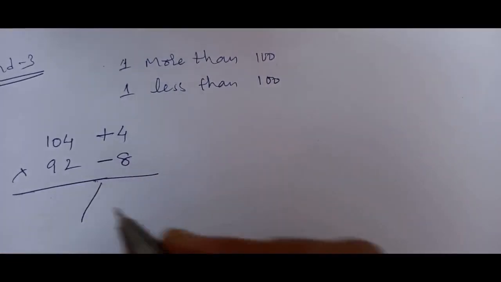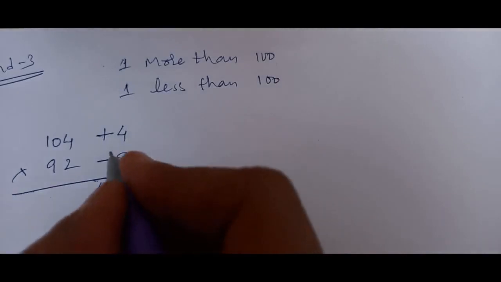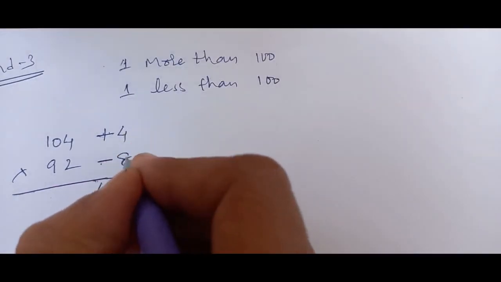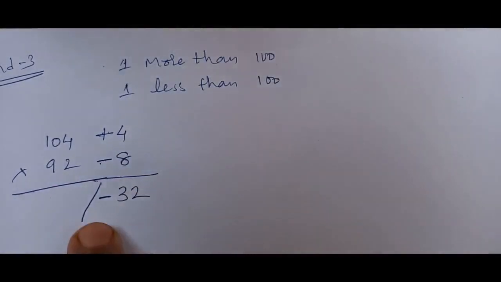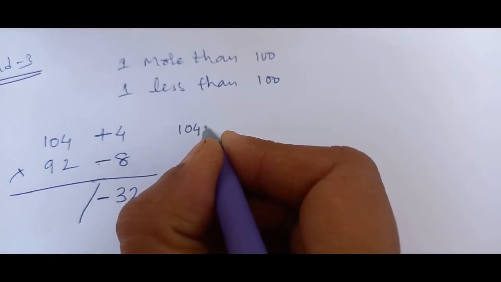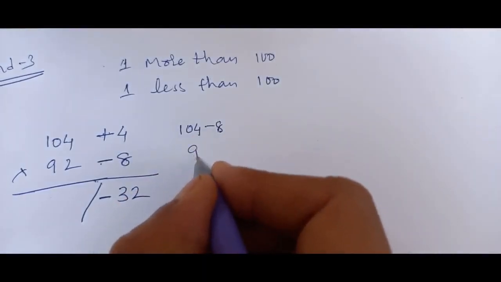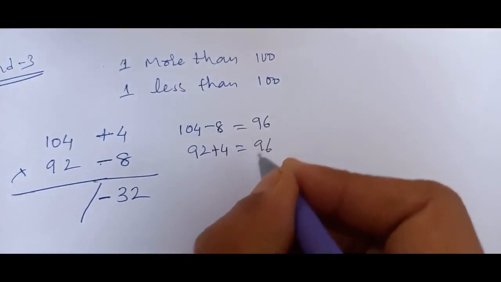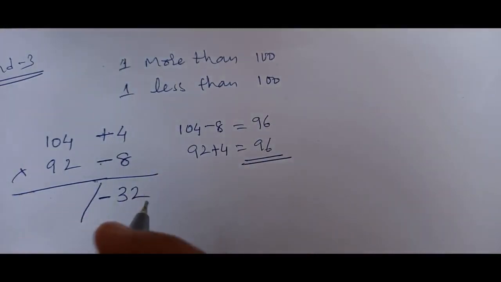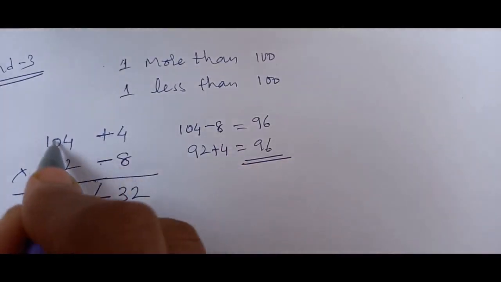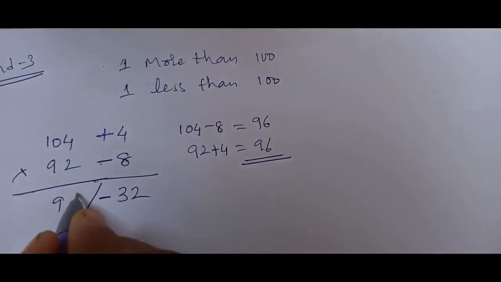Now write the answer in two parts, RHS part and LHS part. Plus into minus is minus. Minus 8 into 4, 32. So write minus 32 here. The LHS part you will obtain by either subtracting 104 minus 8 or 92 plus 4. So this is 96, this is also 96. In both cases we will get the same answer. You can do any one thing. Either you do 92 plus 4 or you do 104 minus 8. Okay, so you will get 96.